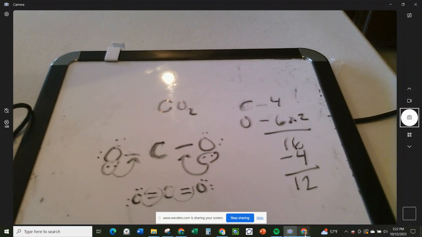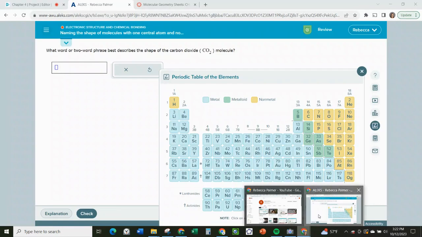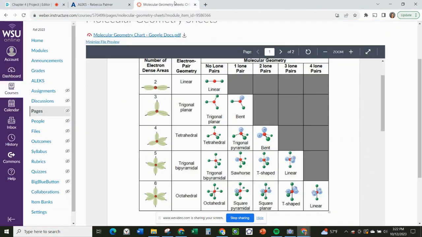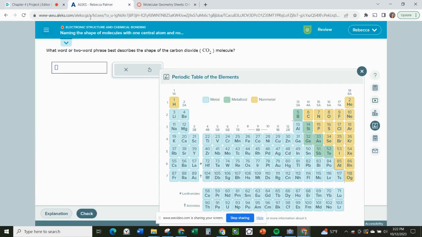So then we're going to use our chart. This chart is in the chapter 4 notes section module in Canvas. Again, we're looking at molecular geometry, but this molecule doesn't have any lone pairs. So it has two electron dense areas, and because it has no lone pairs, its molecular geometry is going to be linear. Then we have to spell that correctly in ALEKS. This is a linear molecule. Because they're asking about the molecule, this is something that you really have to watch out for.